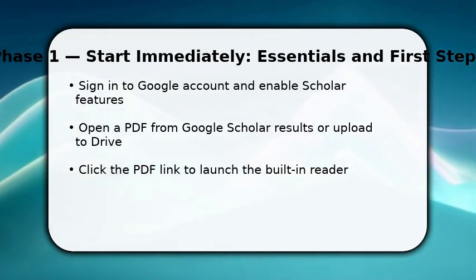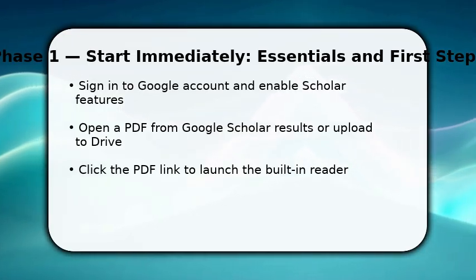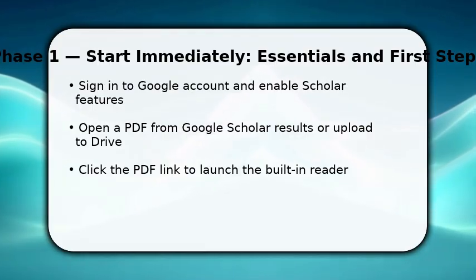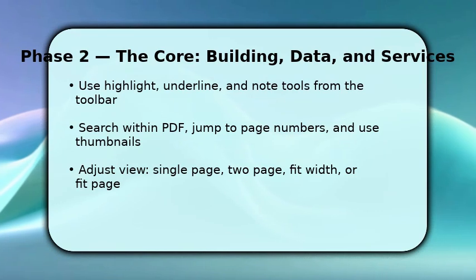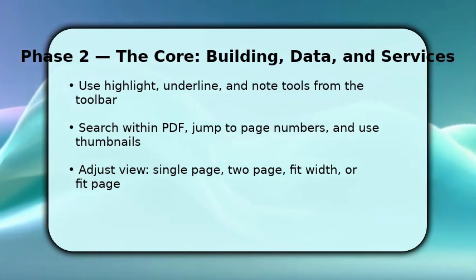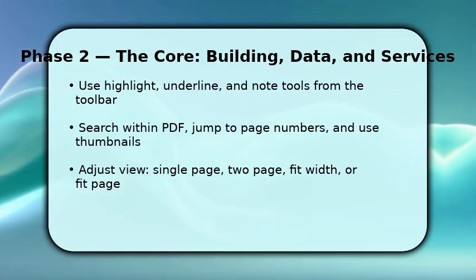After it loads, you'll see controls for zoom, page navigation, and a sidebar for annotations. Start by checking page thumbnails and setting zoom to a comfortable level. Now annotate. Select text to highlight or add a note, and the reader will attach your comment to that spot. Once you add annotations, they sync to your Google account if you save to Drive.